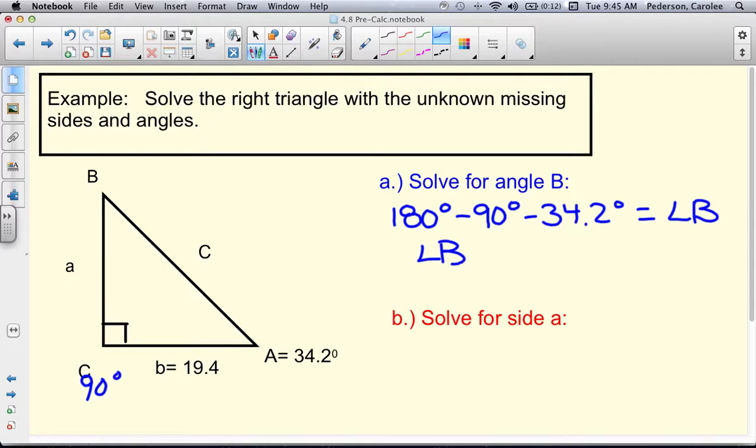So now with your calculators, what do you get there? 55.8. So then what I would do is go over to your picture and label that on your diagram. Now let's find side A. And let's use right triangle trigonometry. So, SOH CAH TOA: sine, cosine, and tangent. Now you could use law of sines, which you're referring to, but we're going to get into that later on.